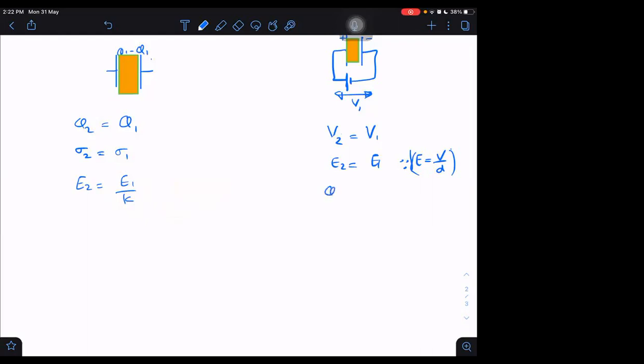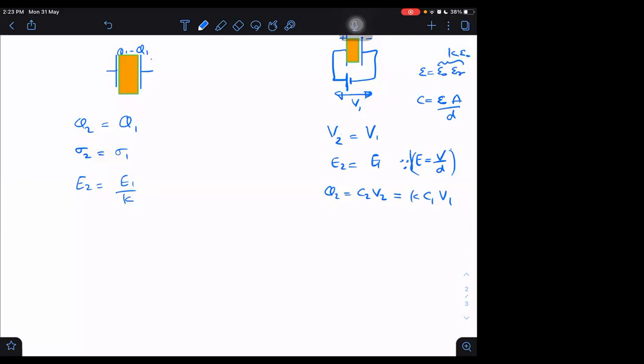In the second case, Q2 is equal to C2 V2, which is equal to K into C1. No, sir, capacitance will become K times. The reason is the formula for capacitance, you remember? Epsilon naught A by D, but epsilon naught here will be epsilon in this case. So epsilon is equal to K into epsilon naught, where epsilon R is equal to K only. So capacitance becomes K times.